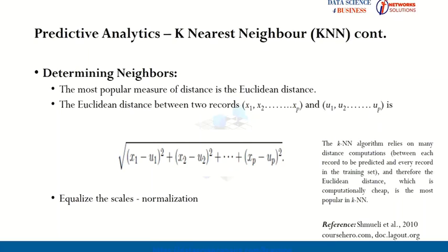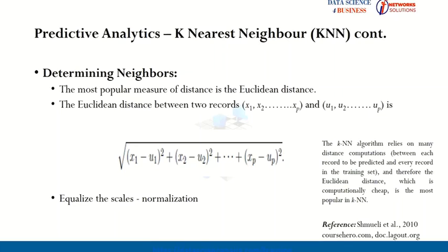We have several distance measures that we can use, and the one that is popularly used is the Euclidean distance. This is how we can calculate it. If, for example, we have 2 records, and one of the records has 3 attributes, x1, x2, and xp, and the second record also has 3 attributes, u1, u2, and up, this formula can help us get the distance between these 2 records. And that is what k-nearest neighbor will be using.